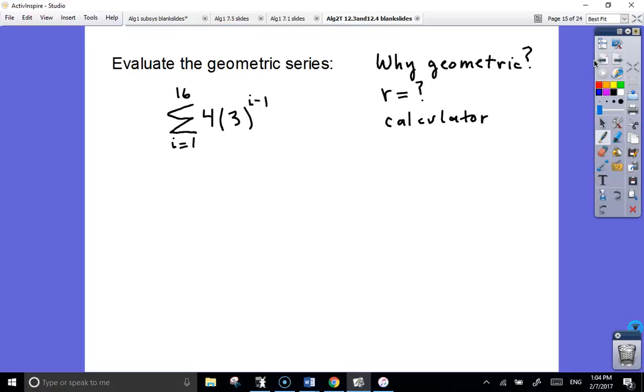How do you find the first term? It's the same way that we found the first term with last night's homework. You plug in the lower limit. Right? You plug in 1 here. So the 3 things I'm going to plug in are right here.